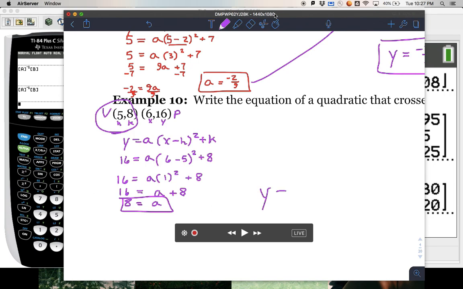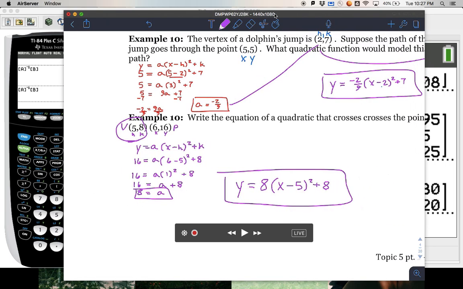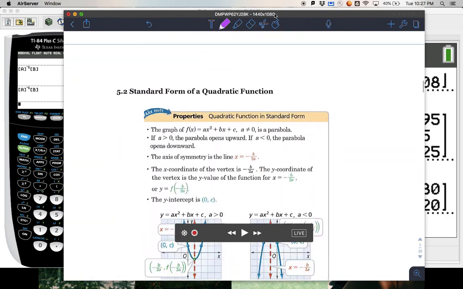And then we can write our equation now that we have our a value. So we're going to put 8 times (x minus 5) squared, and then plus 8. And that is it. And I believe that is it for your lesson today.